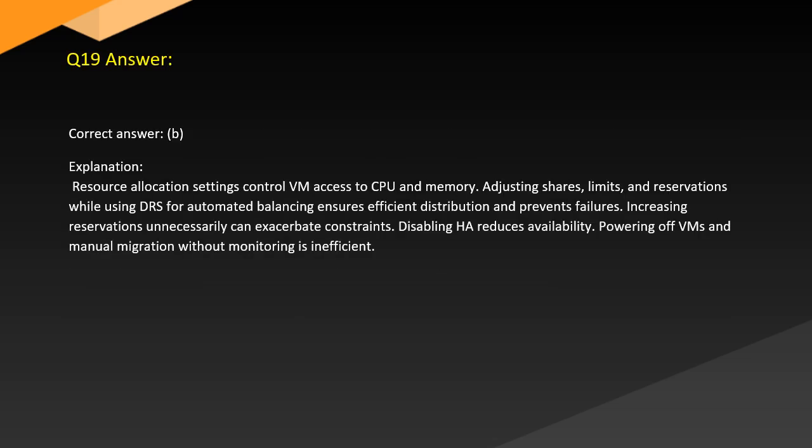Answer. Correct answer: B. Explanation. Resource allocation settings control access to CPU and memory. Adjusting shares, limits, and reservations while using DRS for automated balancing ensures efficient distribution and prevents failures. Increasing reservations unnecessarily can exacerbate constraints. Disabling HA reduces availability. Powering off VMs and manual migration without monitoring is inefficient.